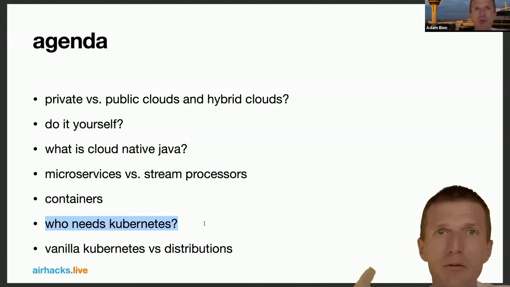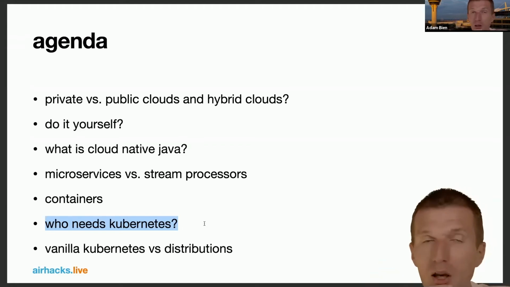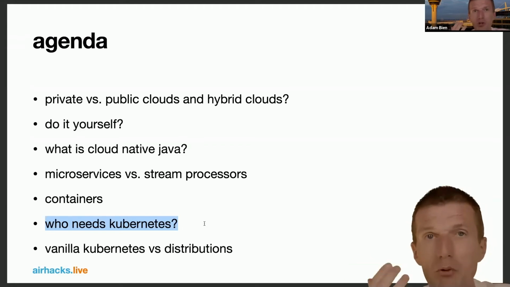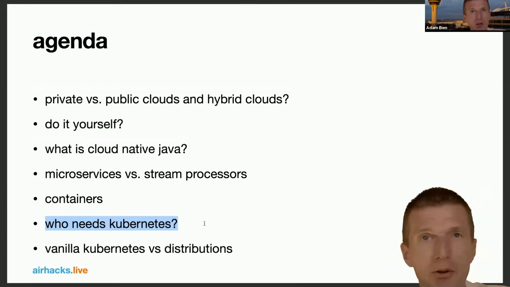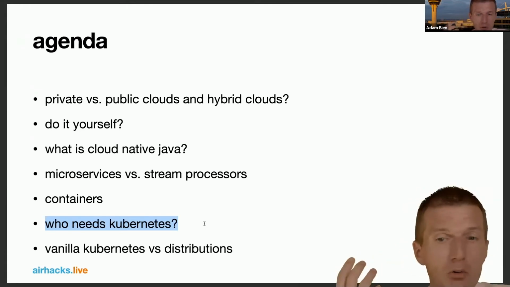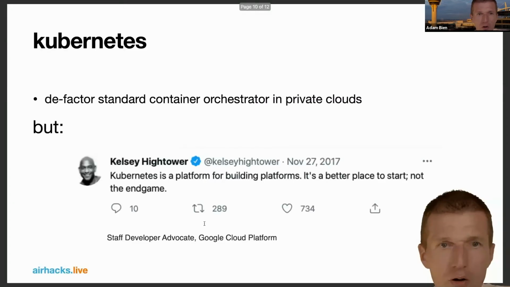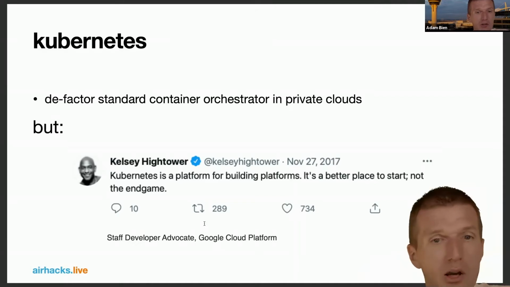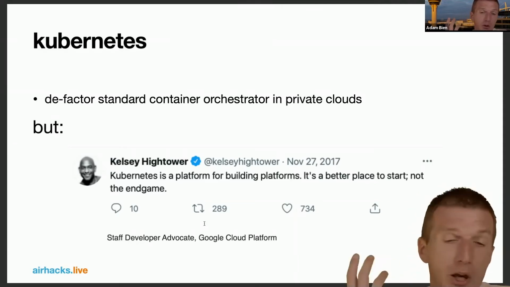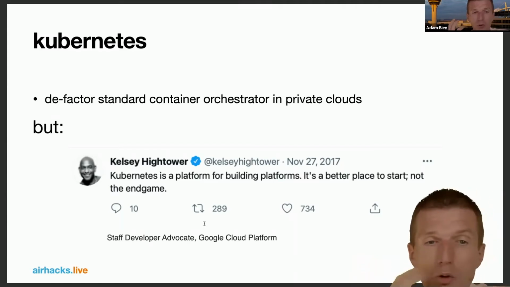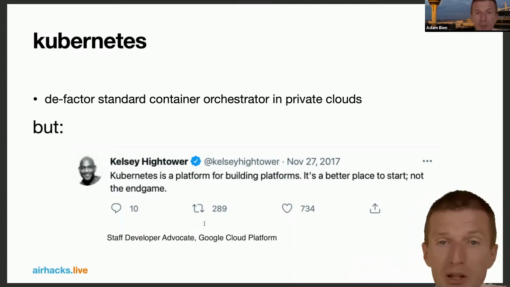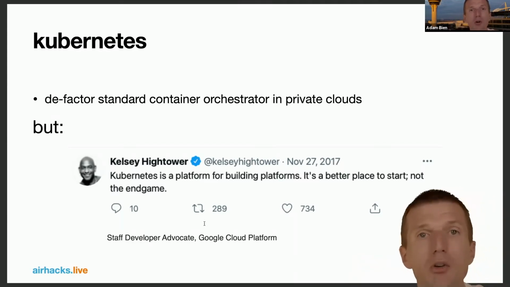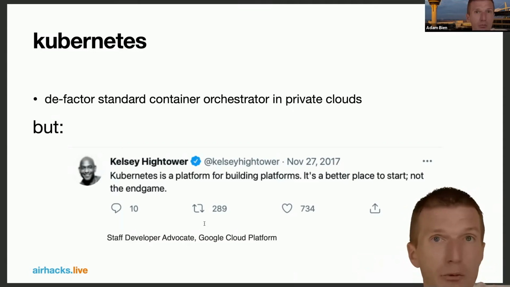So I would say if you run Kubernetes in private or on-premise, I would just pick a distribution. I think it does make a lot of sense to run your own Kubernetes installation, except on your own cloud provider. And thankfully, Kelsey Hightower has a similar opinion. He is a staff developer advocate at Google Cloud Platform, and says Kubernetes is a platform for building platforms. It's a better place to start, not the end game. So if you're building a cloud platform, start with Kubernetes.